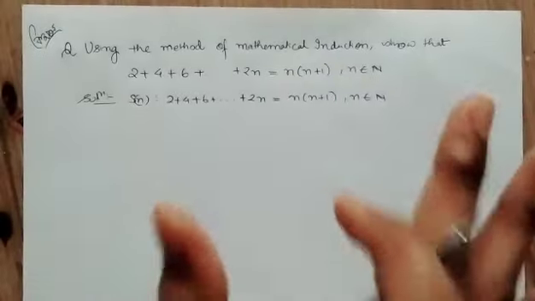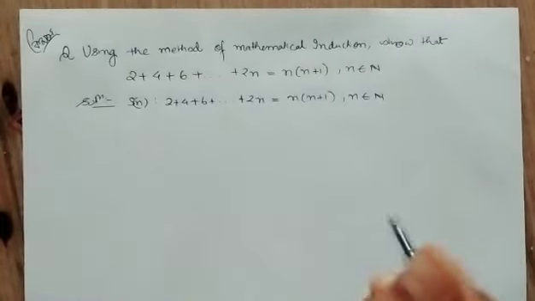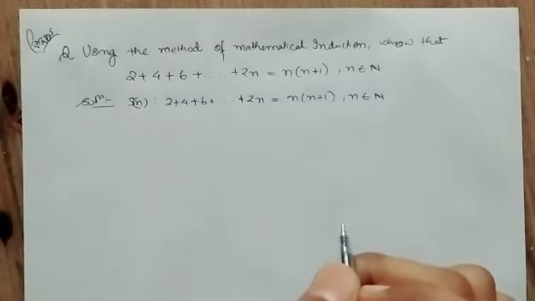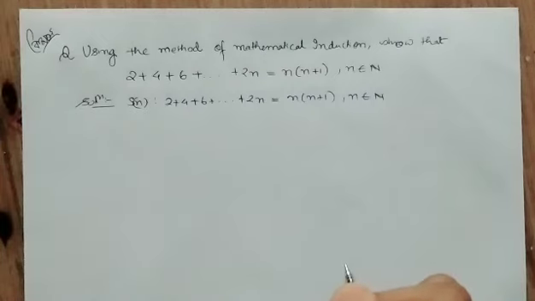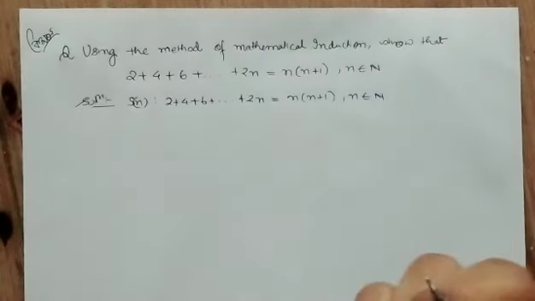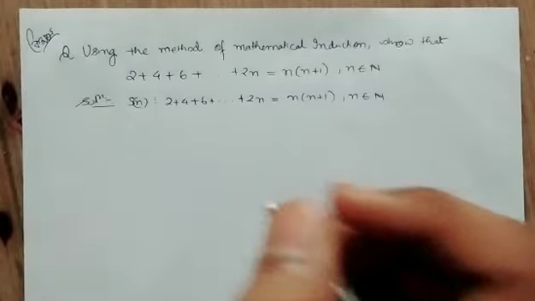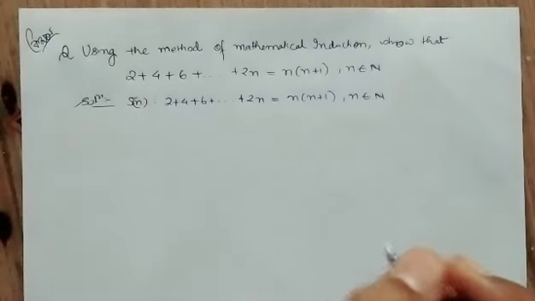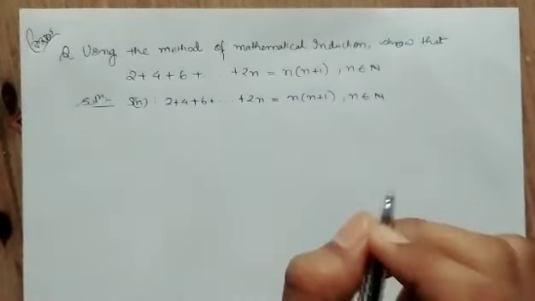So here on the screen, we are given an equation. It says that using the method of mathematical induction, prove that the sum of the even natural numbers is equal to n into n plus 1, where n belongs to natural number. So as per the method, we shall first define this statement. Let's name it Sn. Let Sn be 2 plus 4 plus 6 plus dot dot dot plus 2n equal to n into n plus 1, where n is a natural number, right? So we have defined this statement.